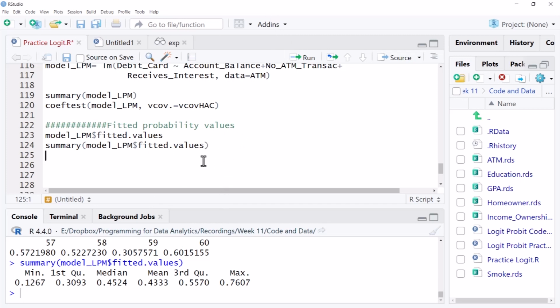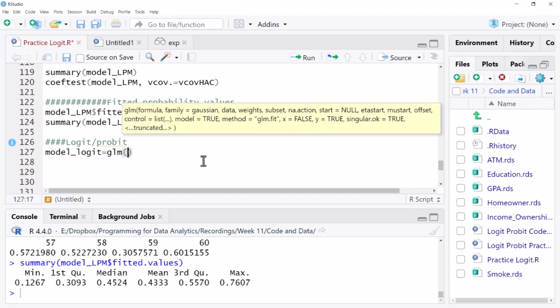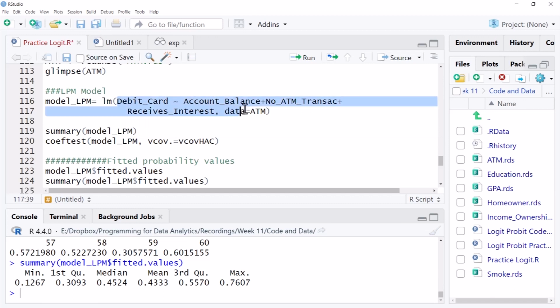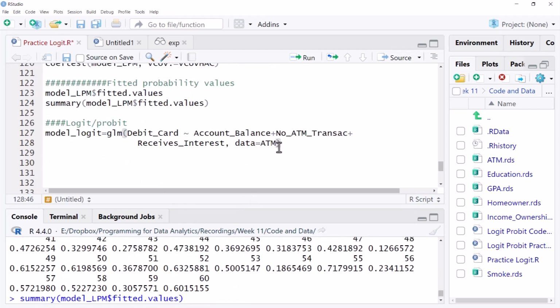Let us apply logit and probit models now. First we'll use model_logit. The way to do it is use glm. I'm going to use the same set of variables, so I'll just copy paste them. Already we have seen that some variables are not so useful, but still we'll test them. Data is ATM, family equal to binomial. So this is our logit model.